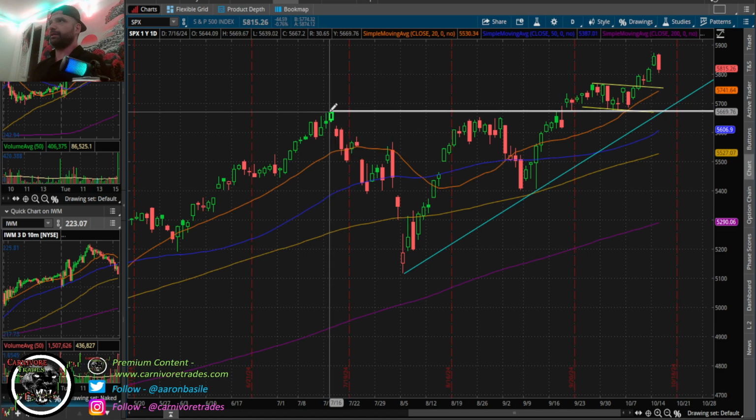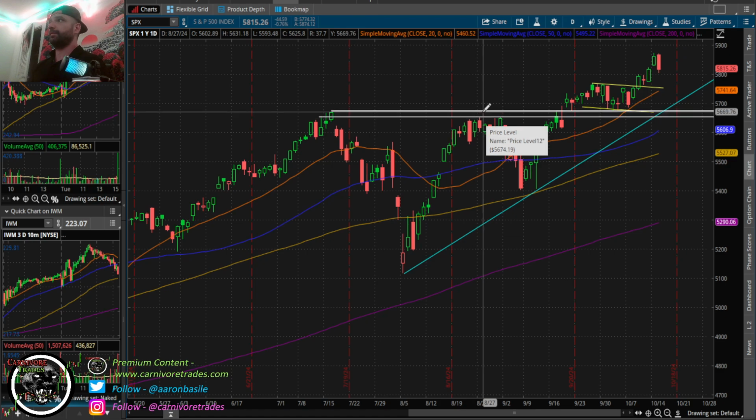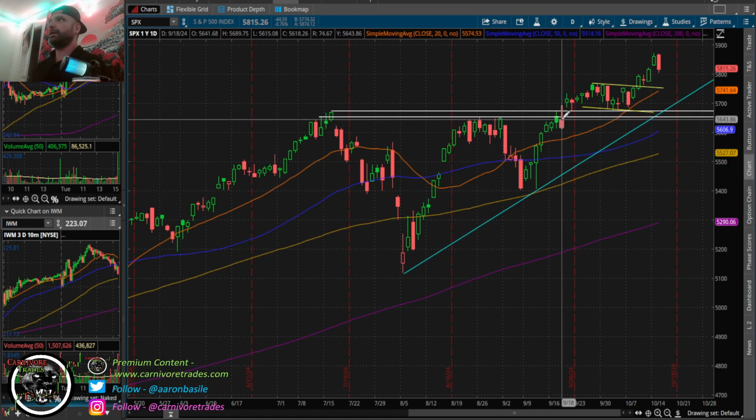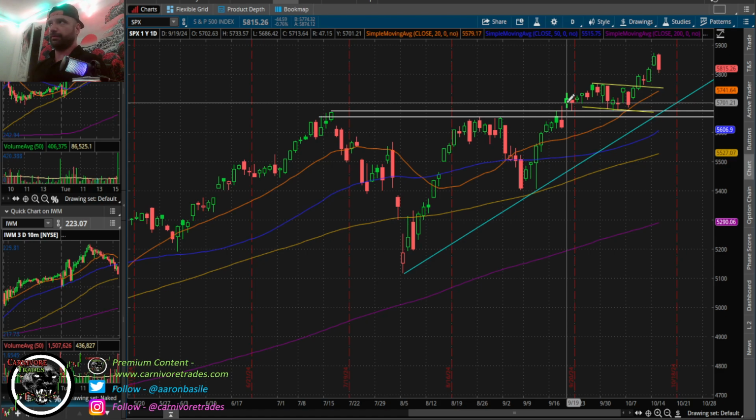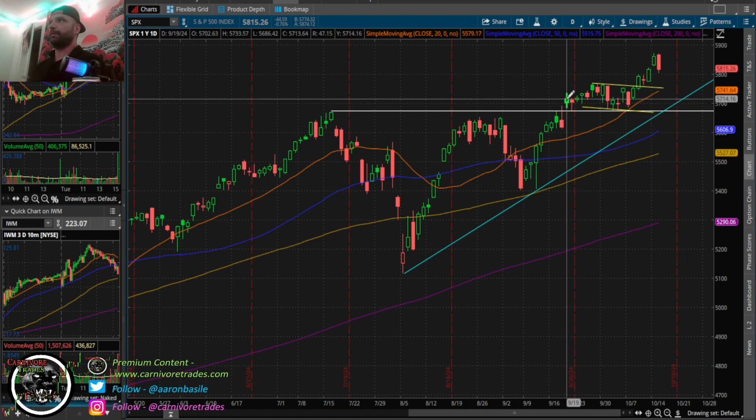Another previously defended resistance right here. We could even stretch it down if we want to line it up. 5650, 5670, right in that area. Guess what? We gapped above both those levels right here. What was this? The day after FOMC. We had a sell there and we gapped above.